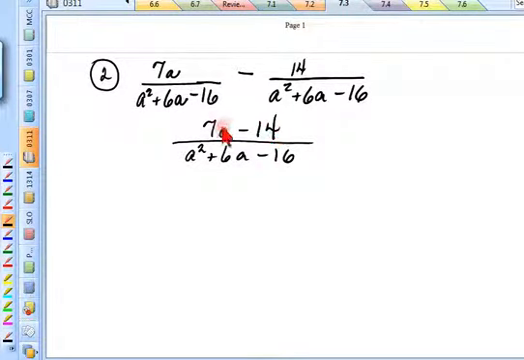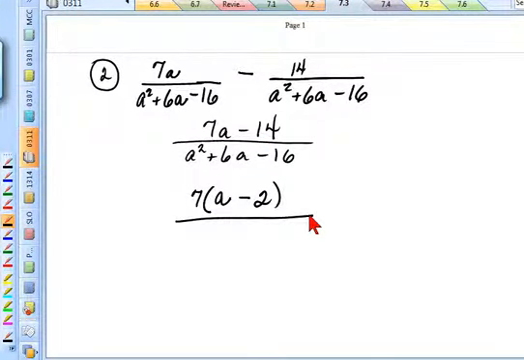I cannot actually perform this subtraction because those are not like terms. So it's time to just see if I can reduce. Reducing was back in 7.1. You don't reduce unless you have a common factor. So what do I need to try to do to the top and to the bottom? I need to try to factor them. Can you factor that numerator? Common factor of 7. 7 goes into 7a, a times. 7 goes into negative 14, negative 2 times.